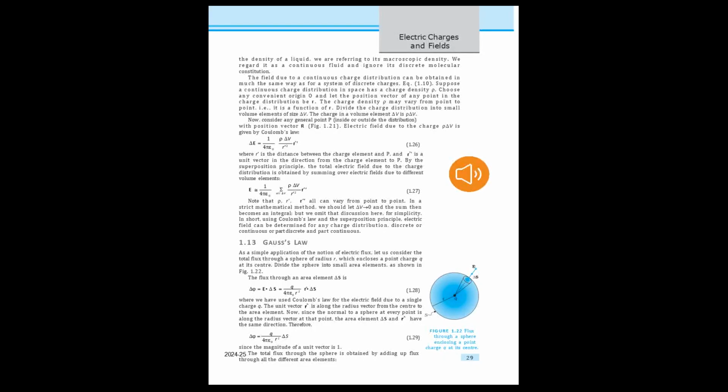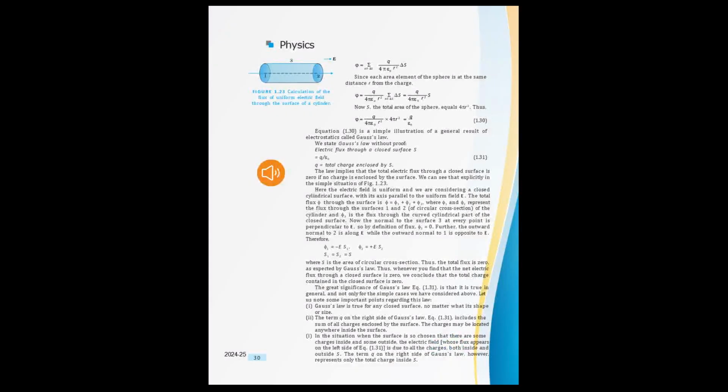Now, since the normal to a sphere at every point is along the radius vector at that point, the area element delta S and r cap have the same direction. Therefore, delta phi equal to q by 4 pi epsilon naught r square into delta S. Since the magnitude of a unit vector is 1, the total flux through the sphere is obtained by adding up the flux through all the different area elements. Phi equal to summation over all delta S of q by 4 pi epsilon naught r square delta S.